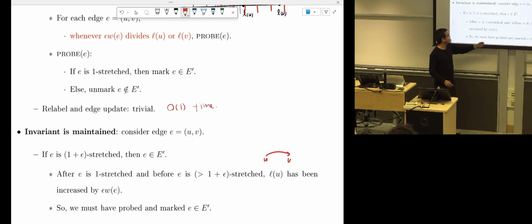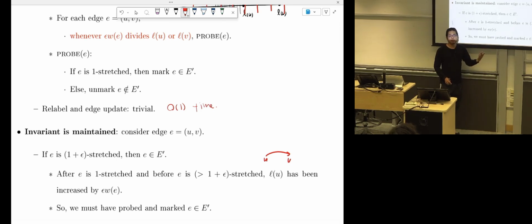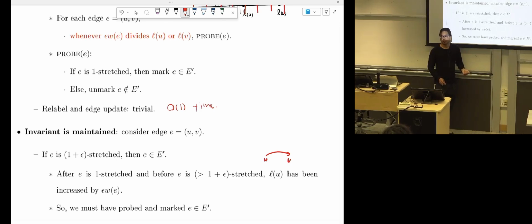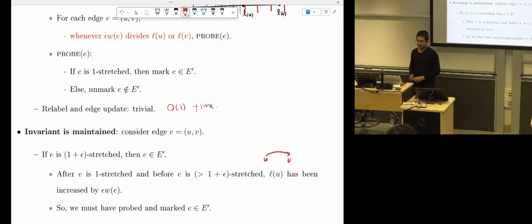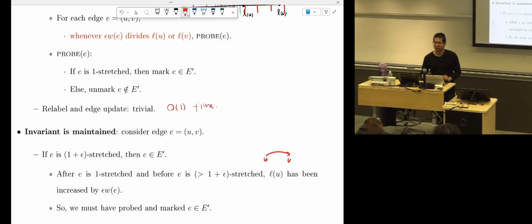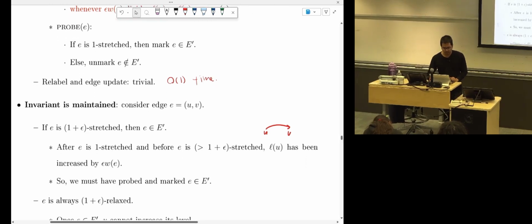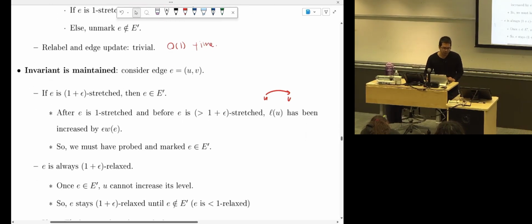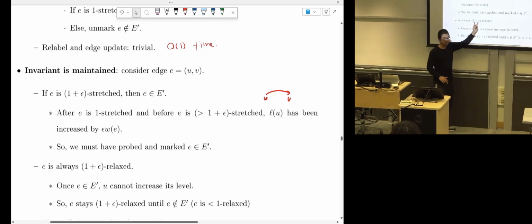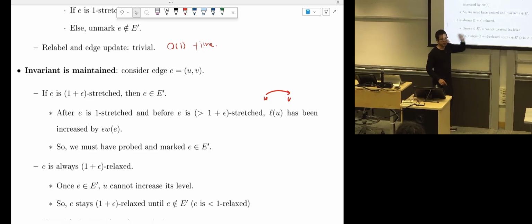But if that's the case, then we must have probed the edge, and then we would have marked it, and it would be in E prime. Okay. And then I also claim now that every edge will stay 1 plus epsilon relaxed, not too overstretched.